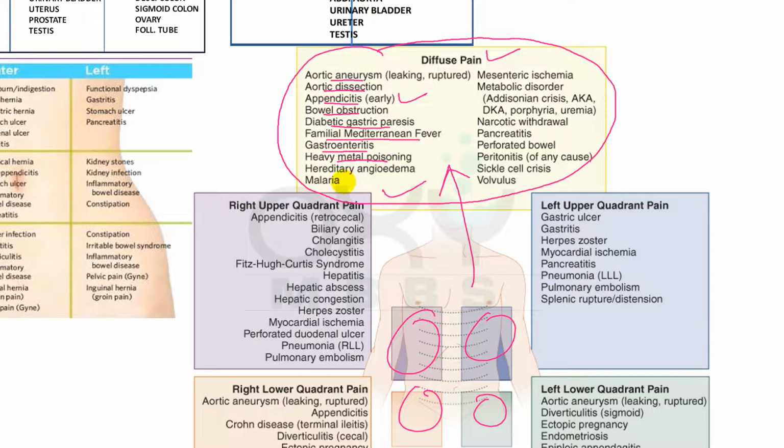heavy metal poisoning, hereditary angioedema, malaria, mesenteric ischemia, metabolic disorders like Addisonian crisis, alcoholic ketoacidosis, diabetic ketoacidosis, porphyria and uremia. Next is narcotic withdrawal, pancreatitis, perforated bowel, peritonitis because of any cause, sickle cell crisis and volvulus. So these are the pathologies in which there is diffuse type of pain.